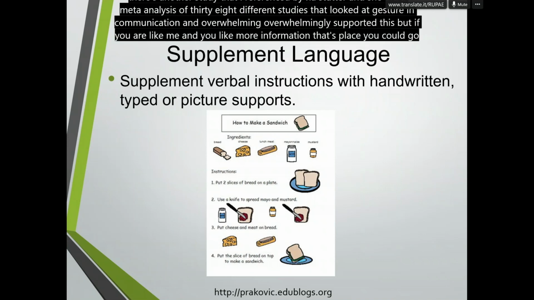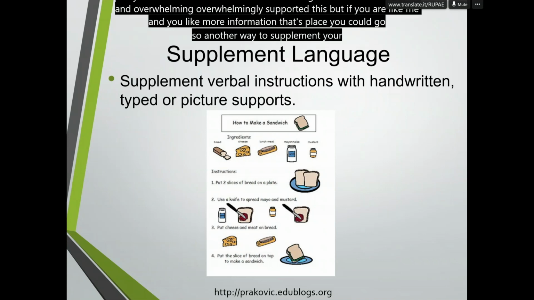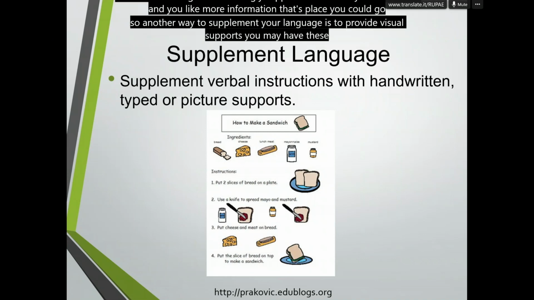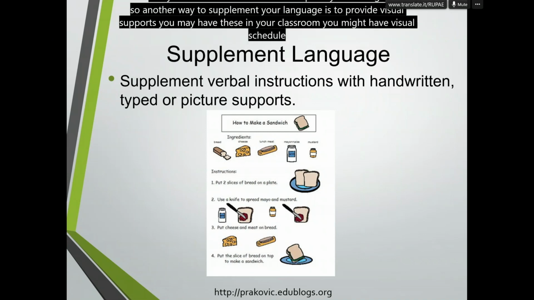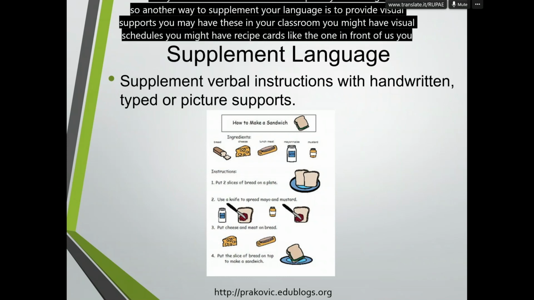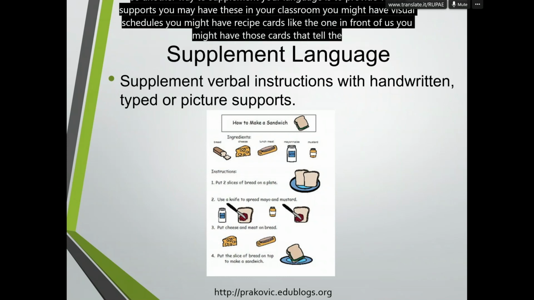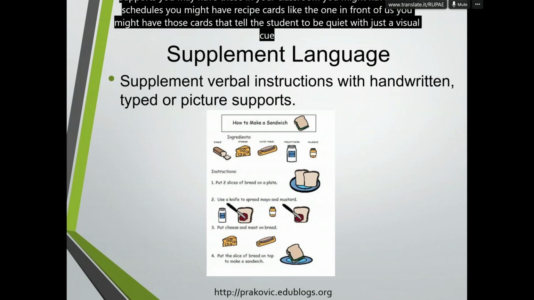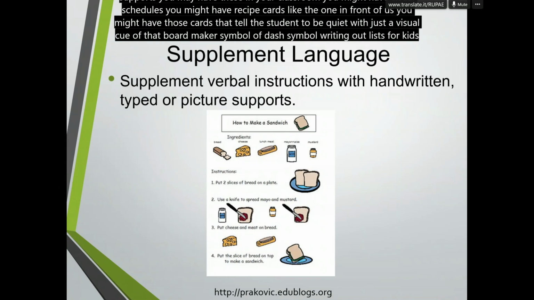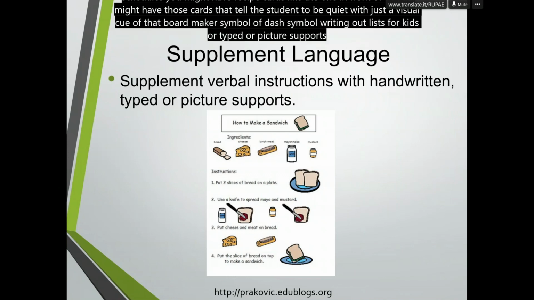Another way to supplement your language is to provide visual supports. You may have these in your classroom. You might have visual schedules. You might have recipe cards like the one in front of us. You might have those cards that tell the student to be quiet with just a visual cue of that Boardmaker symbol, the shh symbol. Writing out lists for kids, typed or picture supports. These can all help because language goes away, but these pictures stay here.